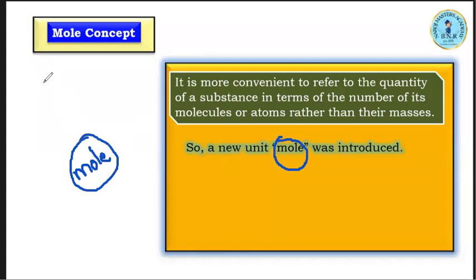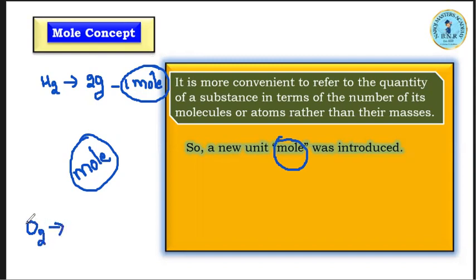For example, for hydrogen H2, the mass of one hydrogen is 1 gram. So 2 hydrogens are there, so 2 grams total is equal to 1 mole. How many grams of hydrogen is equal to 1 mole? 2 grams of hydrogen.